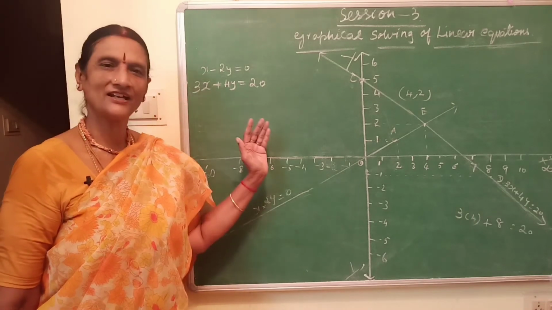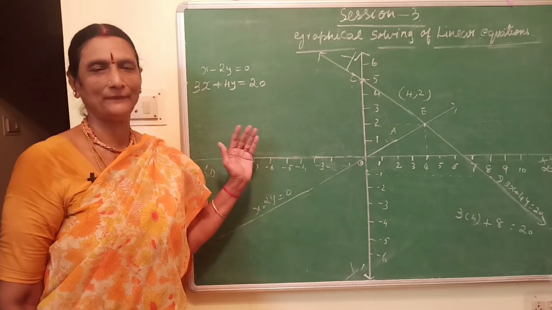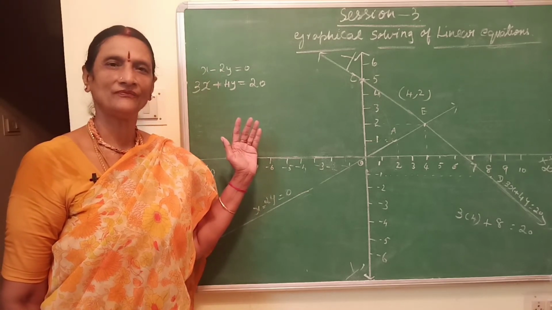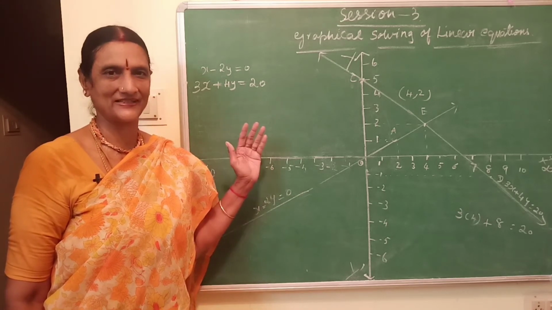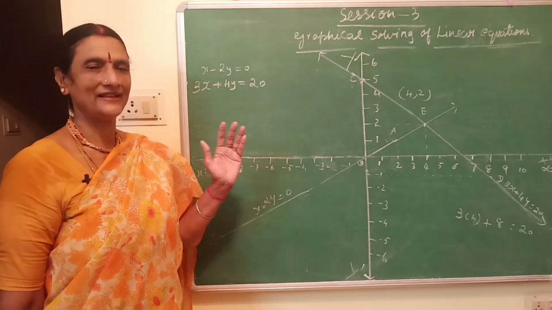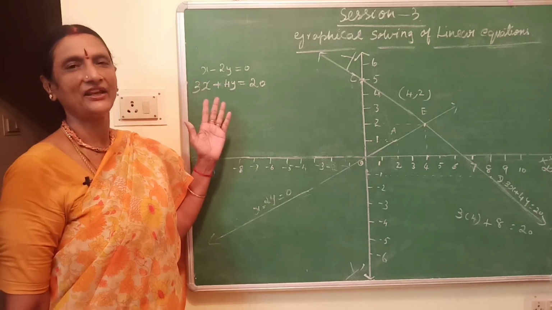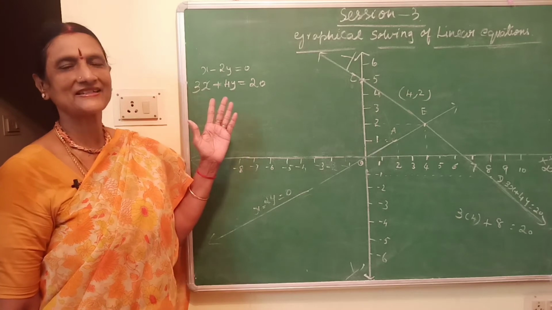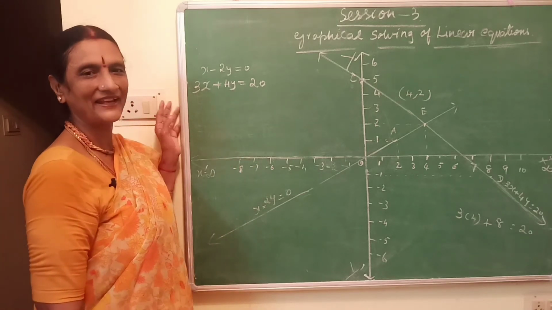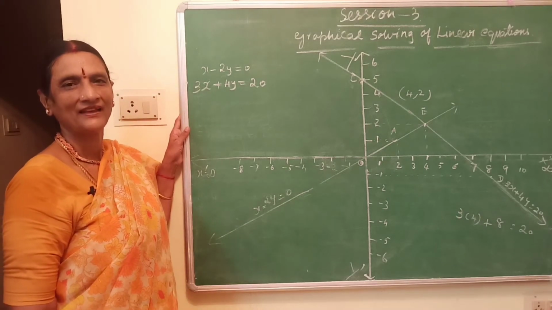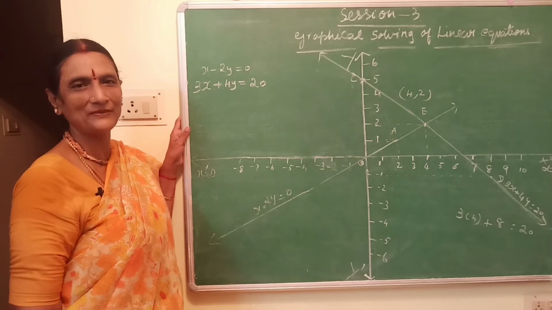You have learnt how to represent the equations on the graph paper, and you have also found out what the solution for the 2 equations is. Continuing from that, linear equations are always represented in the standard form. What is the standard form? Can anyone tell me what is the standard form of a linear equation in 2 variables?